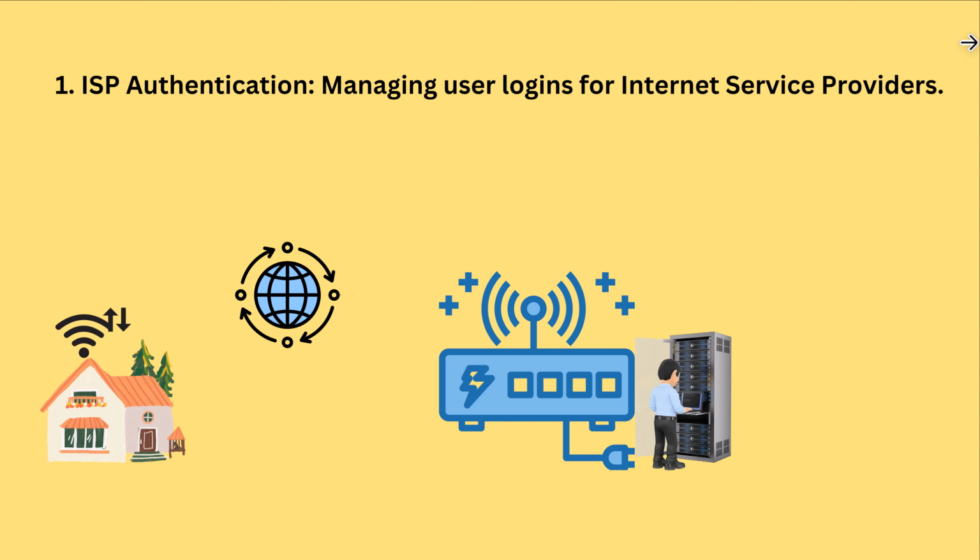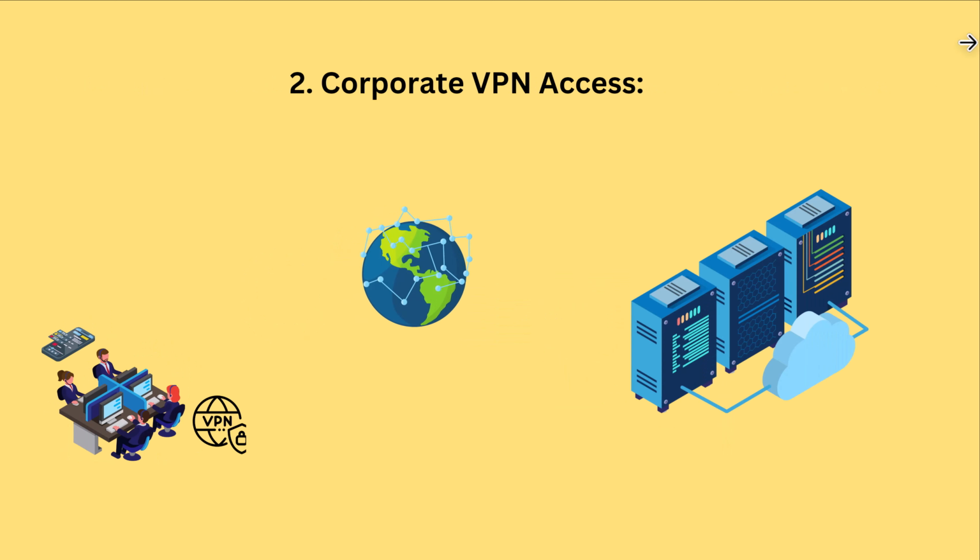The second one is corporate VPN access, controlling access to the corporate virtual private network. Organizations utilize a RADIUS server to identify who the users are.